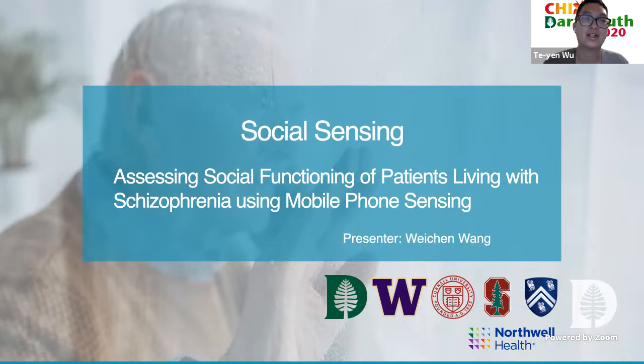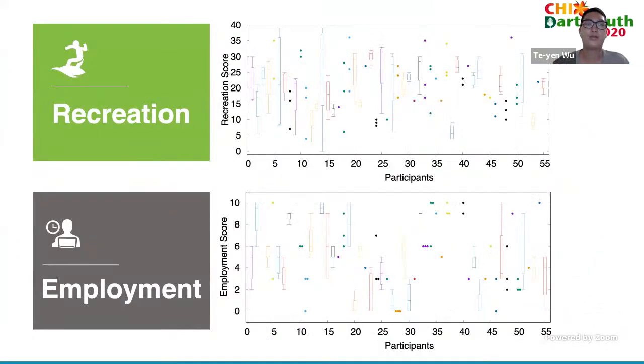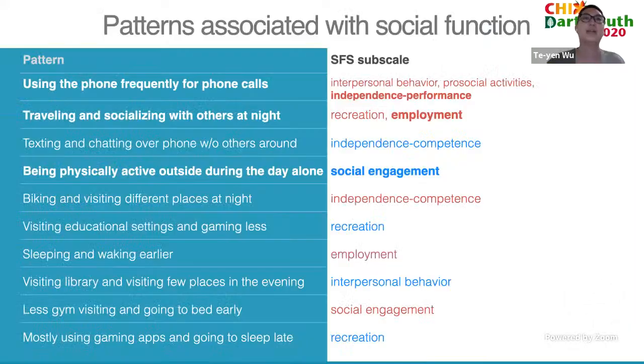I think this work is pretty good. I like the analysis, and the model is beautiful, sensing the social functioning. But I wonder, have you considered how to use your prediction results for improving the condition of the patients? Yeah, I think it's a great question.